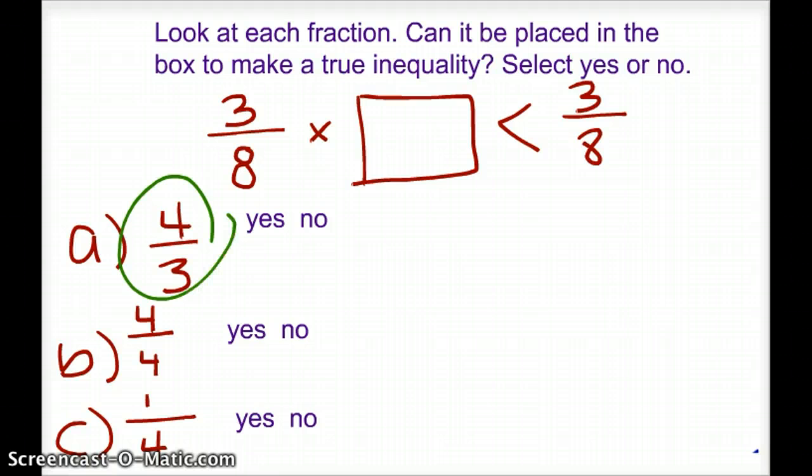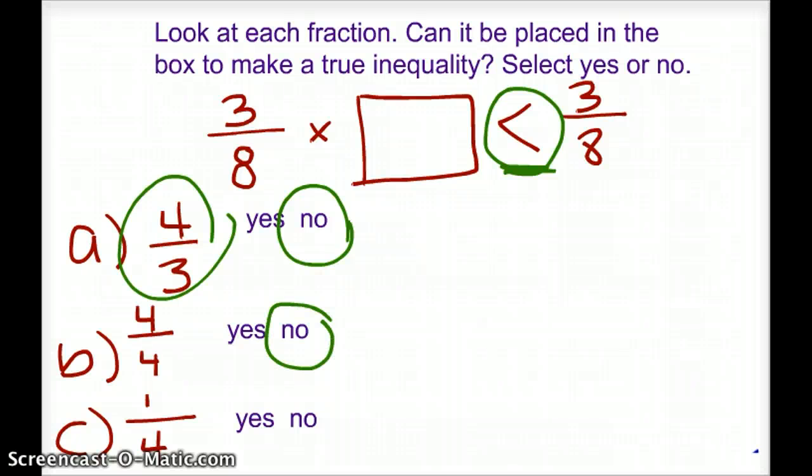4/3. 4/3 is an improper fraction. So if I put 4/3 in there, it's going to make 3/8 bigger. It's not going to be smaller. So that's a no. If I put 4/4 in there, that's just going to make me multiply by 1. So 3/8 is going to stay the same, not be smaller. So that's a big old no.